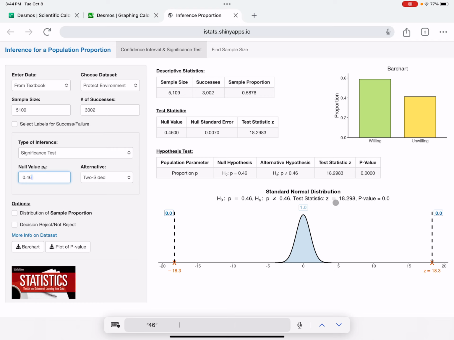Our p-value is tiny. Notice that the z-score here, our test statistic, is 18, right? That means that our observation is 18 standard deviations away from the mean if we assume that the null hypothesis is true. So if we assume that people's opinions haven't changed since 1966, there would have been pretty much a 0% chance of observing what we've observed in our sample, okay? So that's worth writing down.